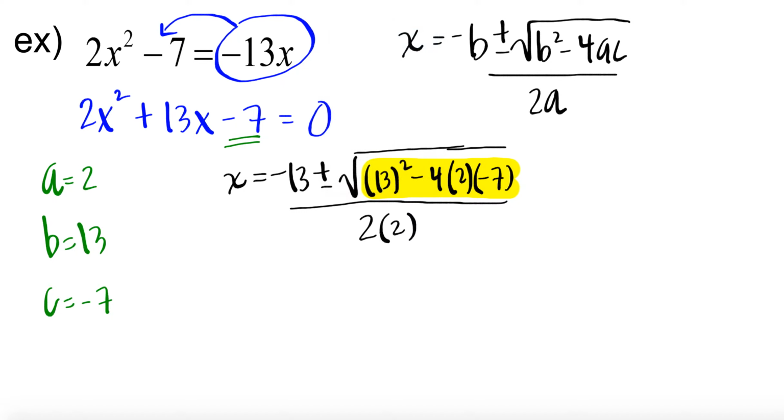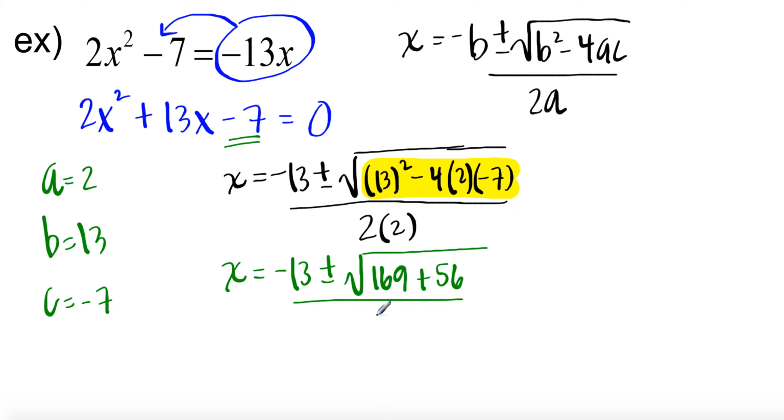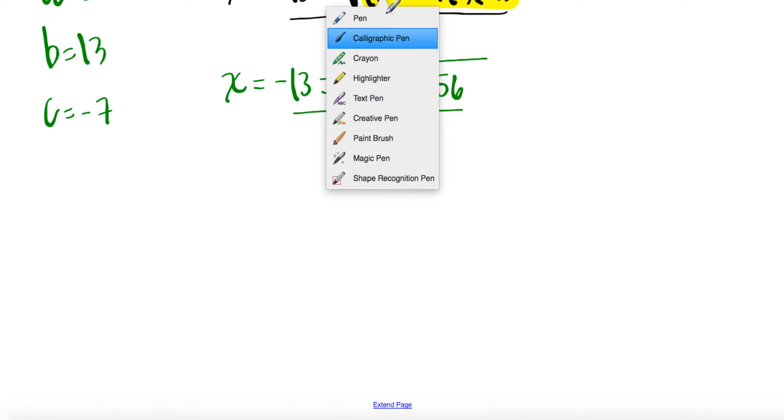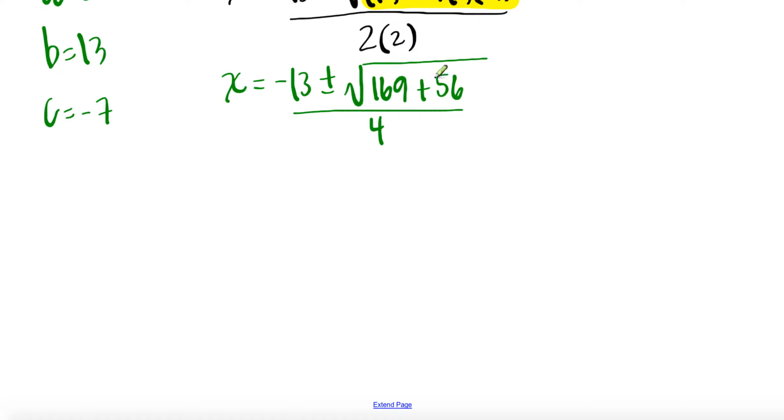So, moving to the next step, x is equal to negative 13 plus or minus the square root of 13 squared is 169. Negative 4 times 2 is negative 8, times negative 7 gives me plus 56, all divided by 2 times 2, which is 4. All right, I'm still looking at my radicand. Still cleaning this up. So what I need to do next is add the 169 and the 56.